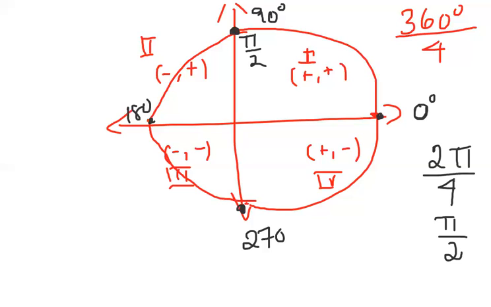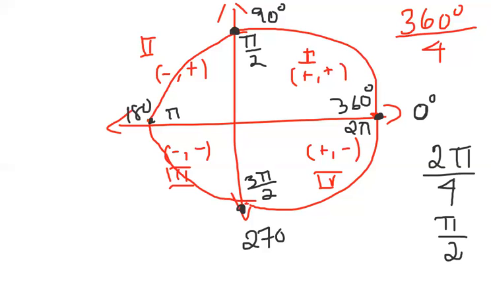Go to 180, that's going to take us to pi radian. Go to 270, that's going to take us to pi plus 1/2. So that's going to give us 3 pi over 2 radian. And then once you get back, you've made your full circle, that's going to take you to 2 pi or 360 degrees, okay? I wanted to mention those things.